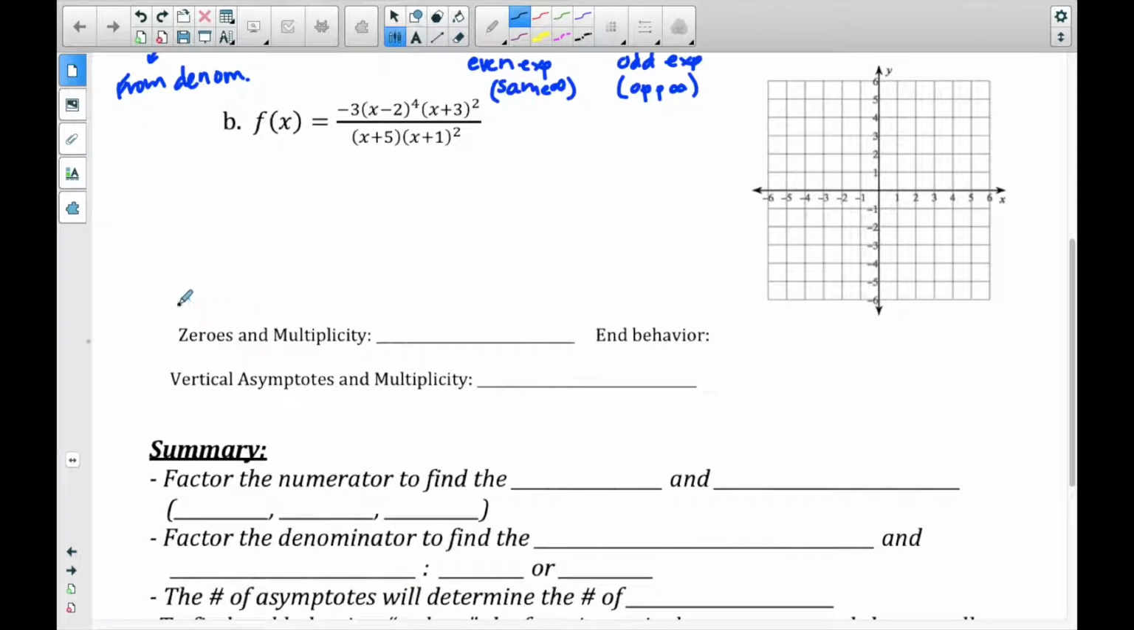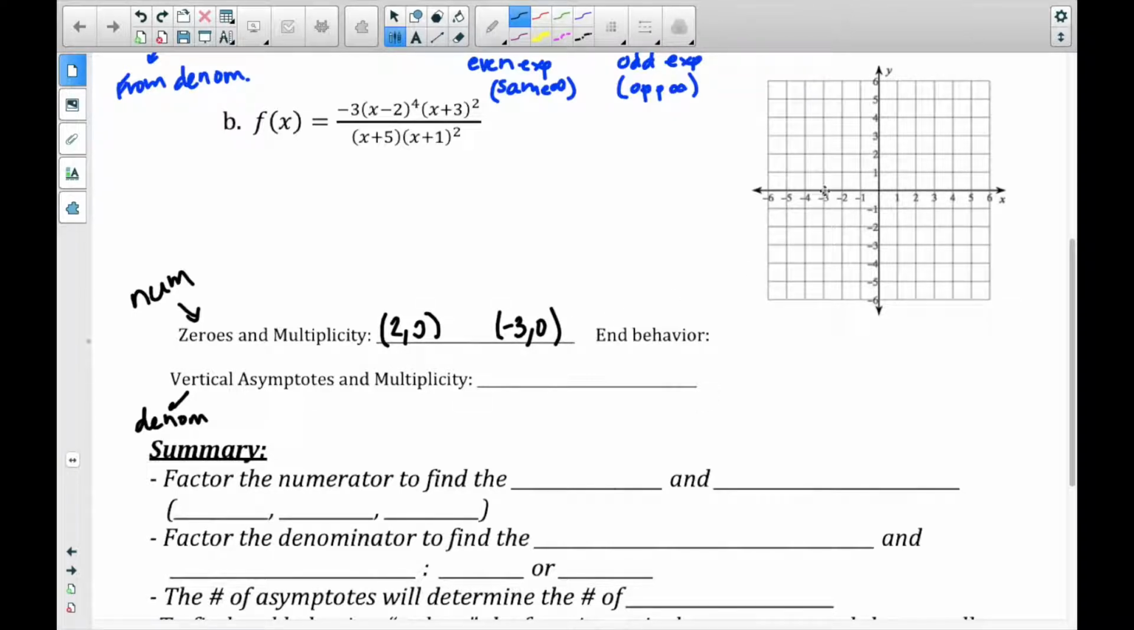Zeros and multiplicity. Once again, zeros come from the numerator. Asymptotes come from the denominator. The zeros: in this case, I'm going to set each factor of the numerator equal to 0. This negative 3, the negative is going to affect the end behavior. The 3 is not. The 3 just stretches it. And a stretch with these functions doesn't mean a whole lot. So we don't really need that 3 information. We do need the negative, and we'll get to that. But x minus 2, that 0 is going to be at 2, 0. And x plus 3 is going to be at negative 3, 0.